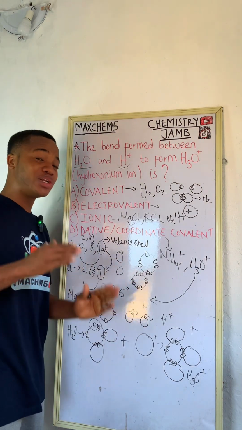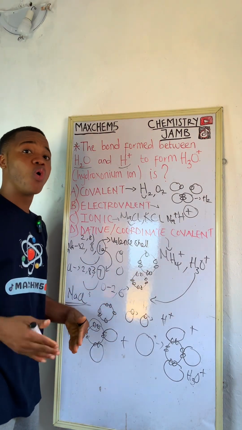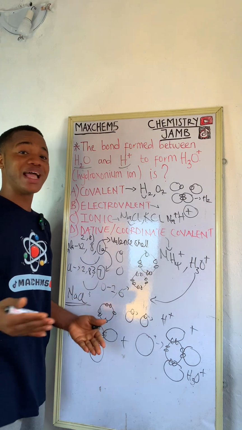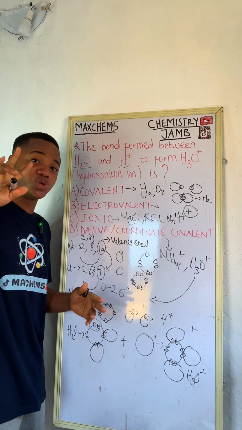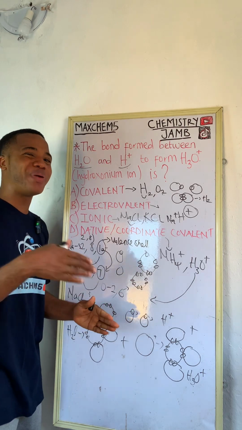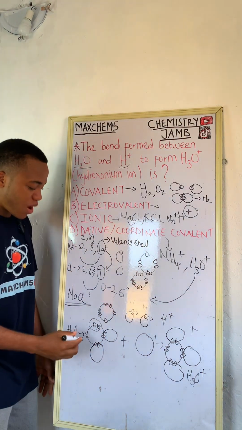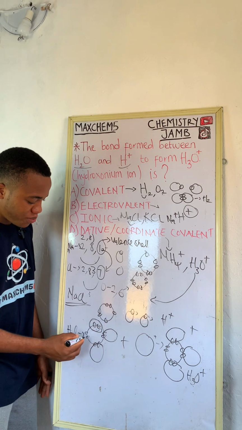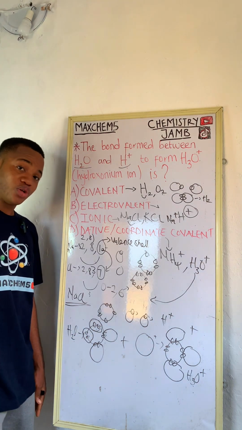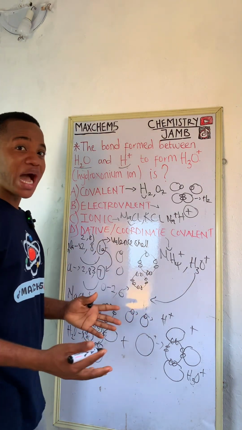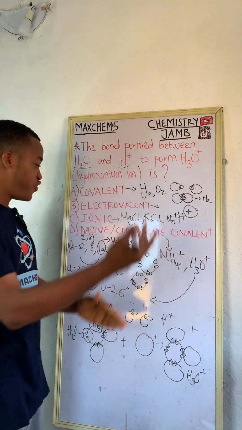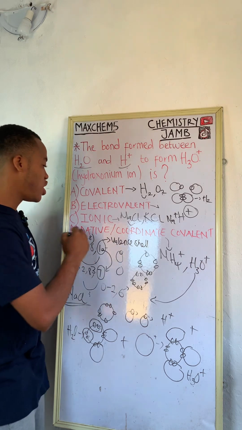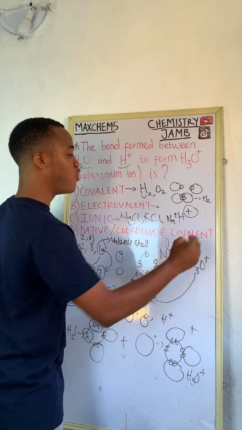Most times, for a coordinate covalent bonding to occur, you need to have an electron lone pair. When you talk about an electron lone pair, that means two electrons on the shell that are not participating in bonding. Water has two lone pairs. You can see this lone pair and this lone pair. You get it? So this is how the bond between water and hydrogen ion is formed. And the correct answer to this question is dative or coordinate covalent bonding.